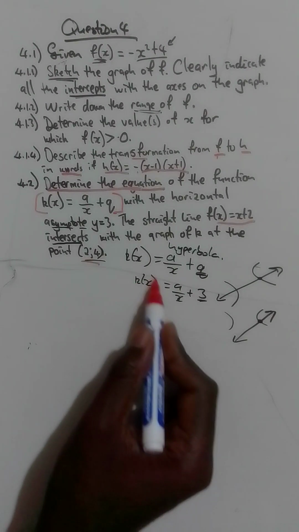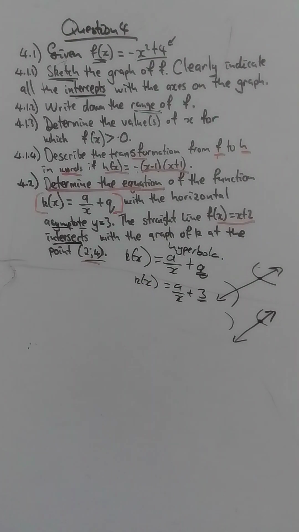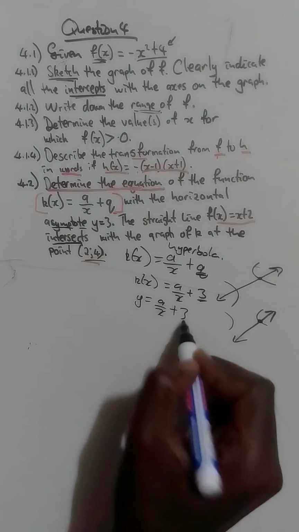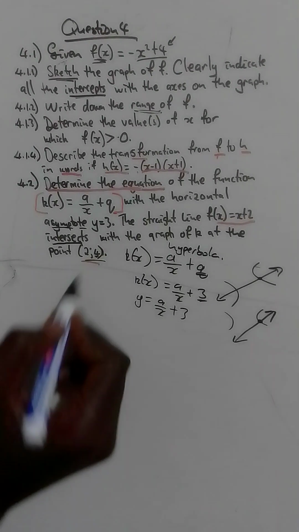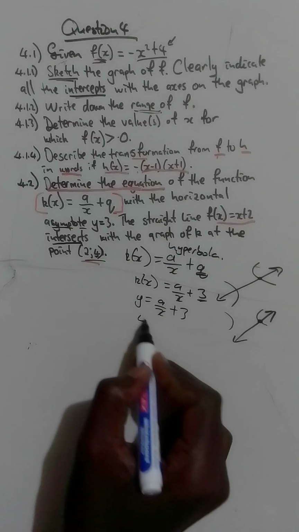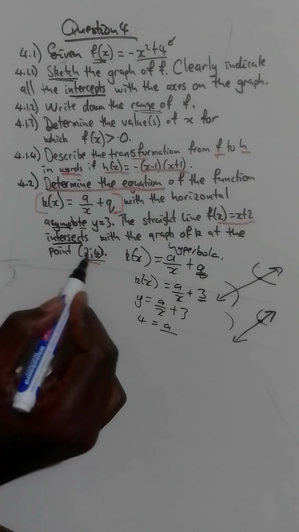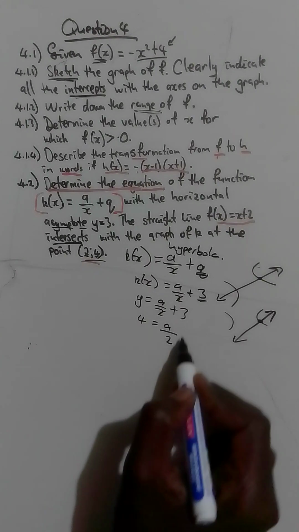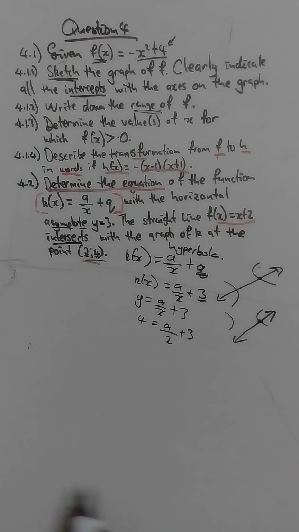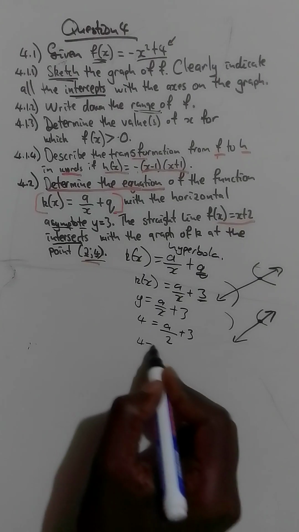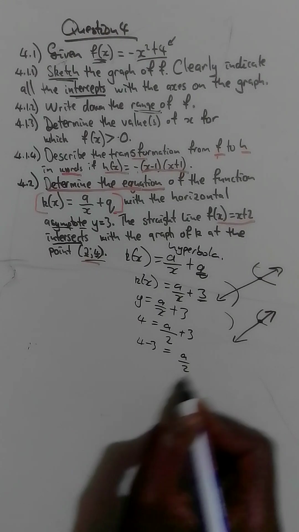So where there was k of x, we are now going to write y. As things stand, we've got y equal to a over x plus 3. But now our y is 4 and the x is 2, so we substitute and say 4 is equal to a over 2 plus 3. Now, we must find a. So what am I going to do first? I'm going to transpose the 3. Then it becomes 4 minus 3 is equal to a over 2.